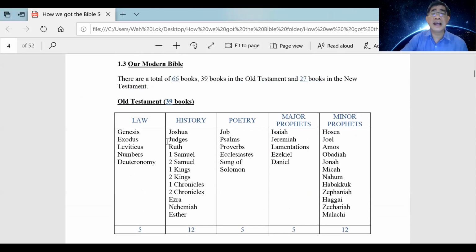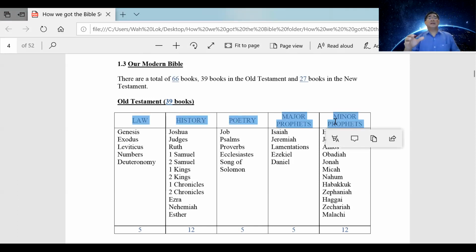Now, for the 39 books, you can see the next chart here. I highlight the chart for you. You can see that the Old Testament has 5 sections: the law, history, poetry, major prophets, and minor prophets. So let's see the pronunciation. We try to learn the pronunciation correctly. The law has 5 books: Genesis, Exodus, Leviticus, Numbers, and Deuteronomy.